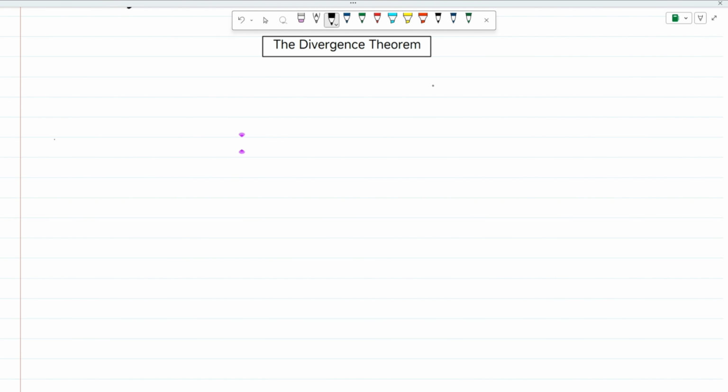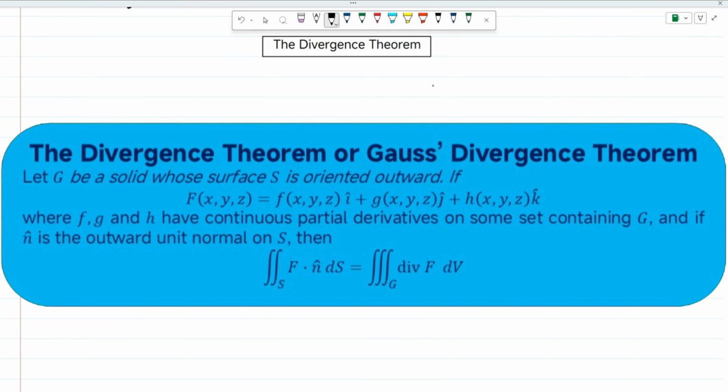Let's get started with the statement of the divergence theorem. The statement goes like this: let G be a solid whose surface S is oriented outward, and if F is a vector field with components F, G and H having continuous first order partial derivatives on some open set which also contains G, and if N is the outward unit normal on the surface S, then the surface integral of F dot N with respect to dS is equal to the triple integral over G of the divergence of F dV. Please note the integral on the left is a surface integral while the integral on the right is a triple integral.